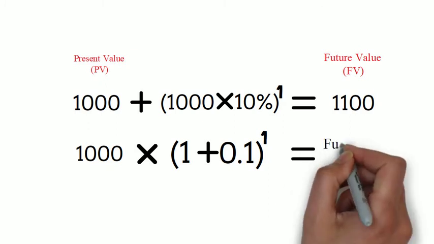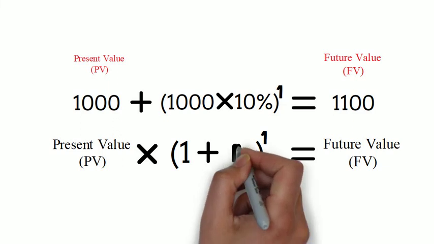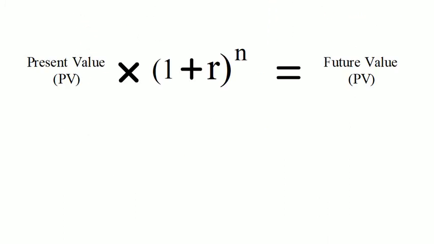So the expected future value of a present value, that is the capital or the principal or else the investment amount, is calculated as present value multiplied by 1 plus expected return to the power number of periods. In our case, this is 1 year. Here the expected return is denoted by R, and number of periods, for example in our case it's 1 year, is denoted by N. So if we do the reverse of it, we can calculate the present value of an expected future value.